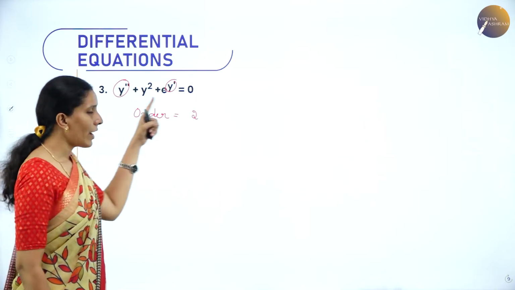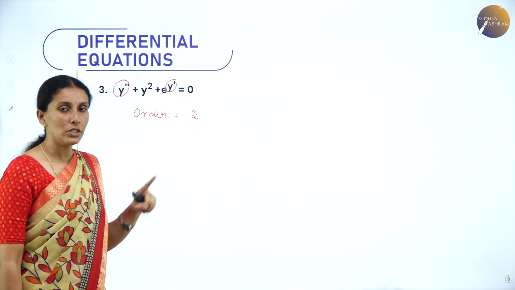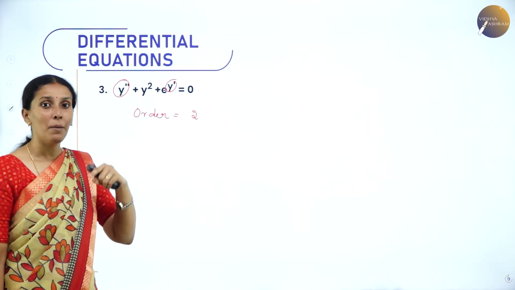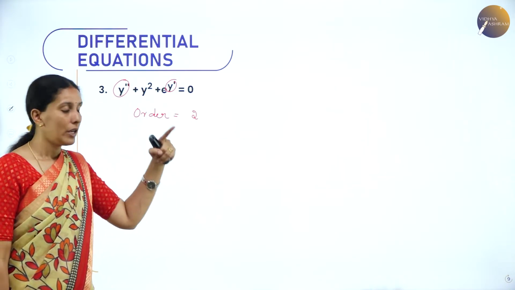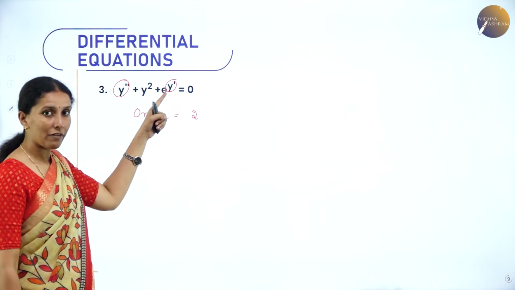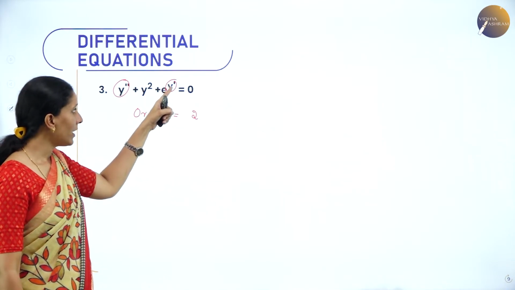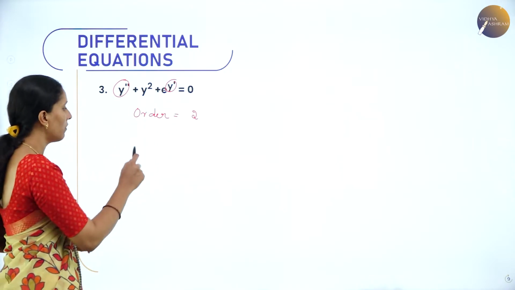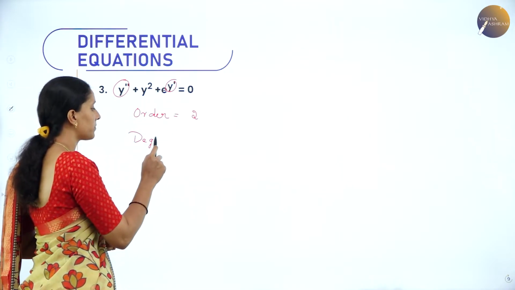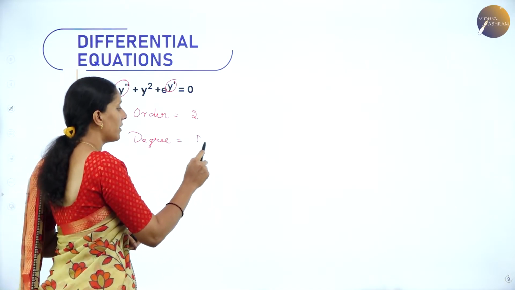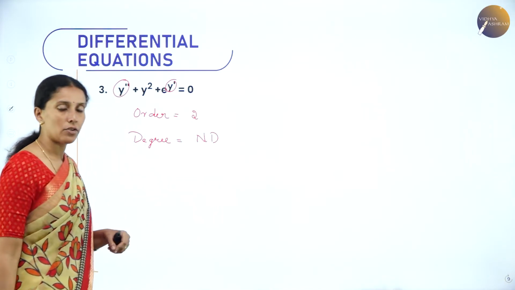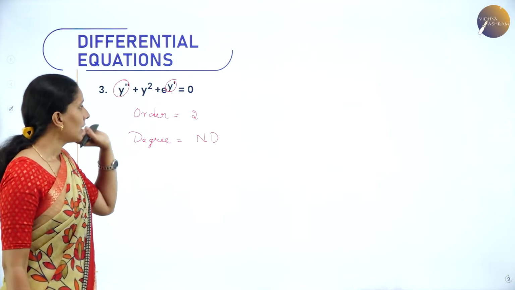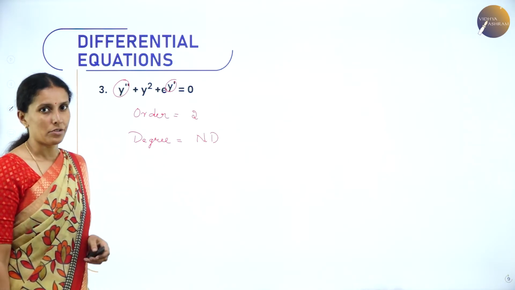But to define the degree of a differential equation, the derivative must be in a polynomial equation form. It should not be with any other function. But here dy by dx is in the exponential form. So therefore, we say that the degree is not defined. We write it as ND, not defined, because it is clearly with another function.